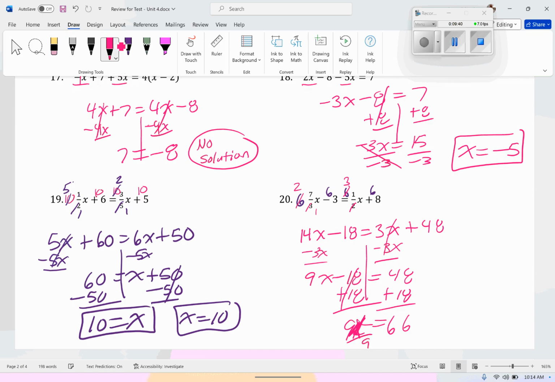So divide each side by 9. So 66 over 9 would reduce. 3 goes in the top, so that's 22 on top over 3. You can leave it as 22 over 3. If you made it a decimal, that's okay. If you want 66 divided by 9 or 22 divided by 3, you get the same decimal, so you could do that for an answer.